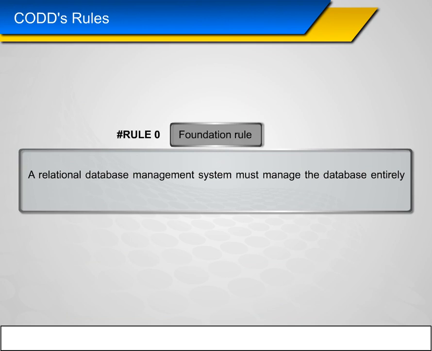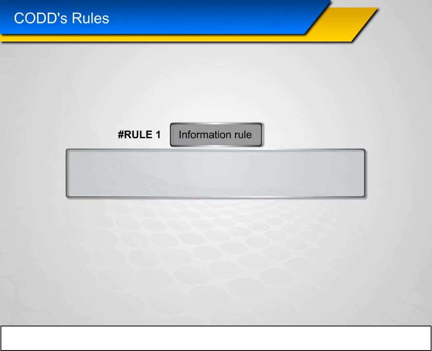Rule 0, Foundation Rule. A relational database management system must manage the database entirely through its relational capabilities. Rule 1, Information Rule. All information is presented logically by values in tables.